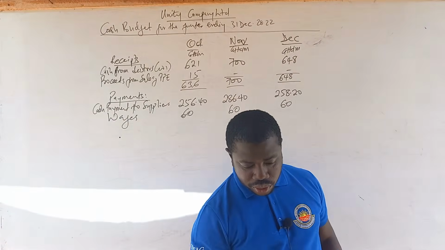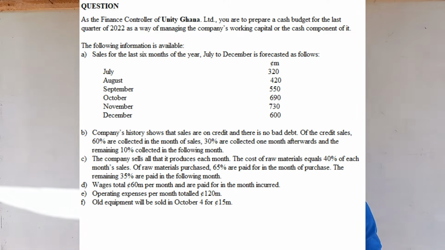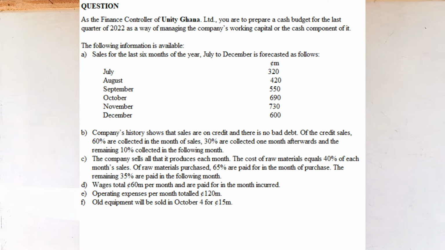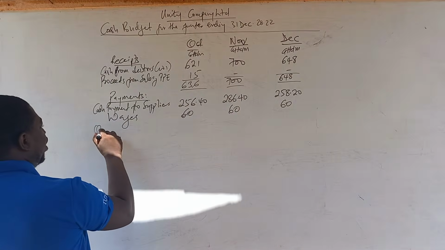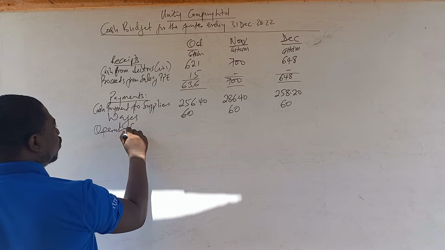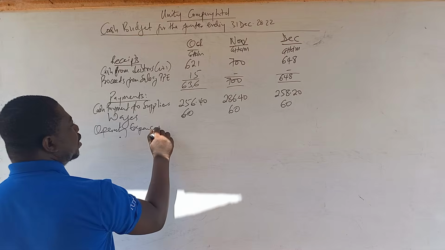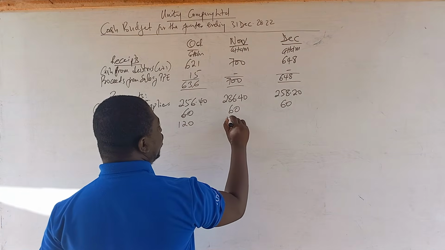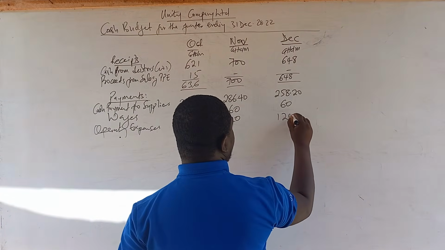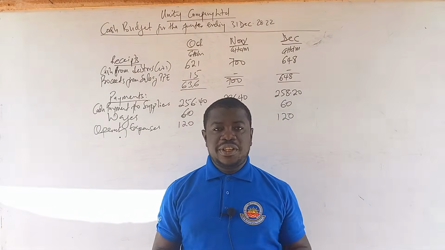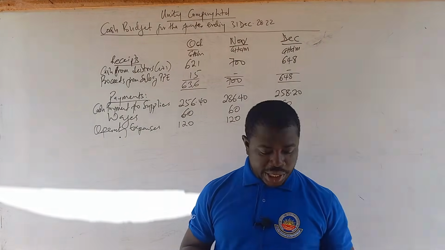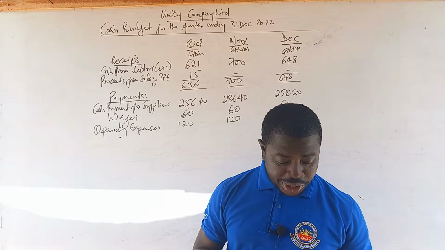And then we are also told E, operating expenses per month totaled 120 million. So that one is also per month. So operating expenses monthly, every month 120. So these are very easy to pick. The most difficult ones are what we did, okay? So the rest are not very easy.